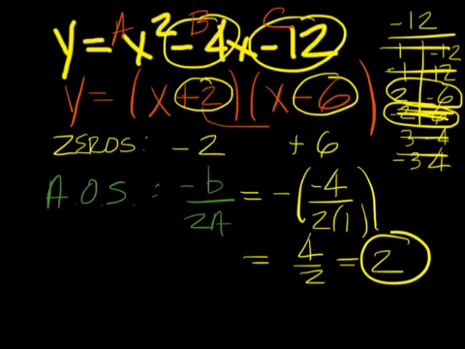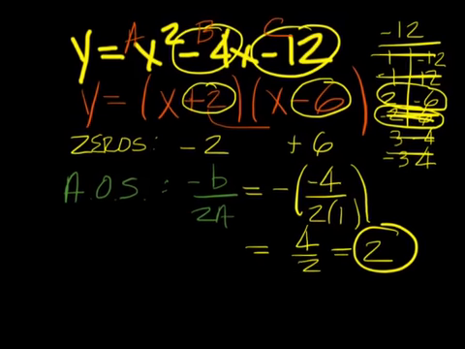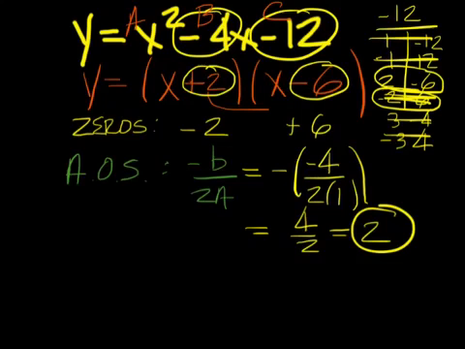Alright. So we have the zeros and the axis of symmetry. What do we need next? The y value, yeah, for the... starts with a V. Vertex, yeah. Not vortex, it's vertex.